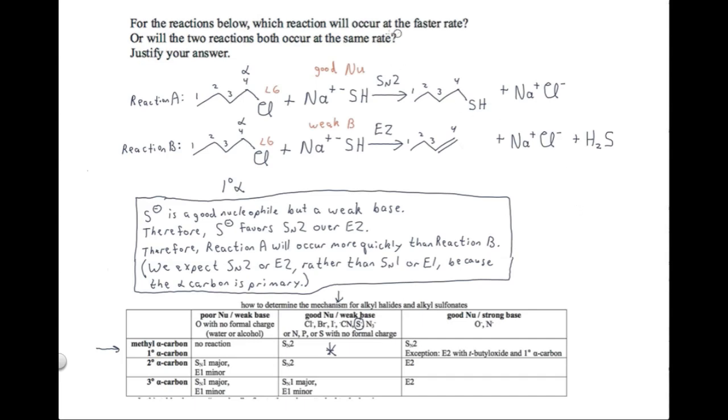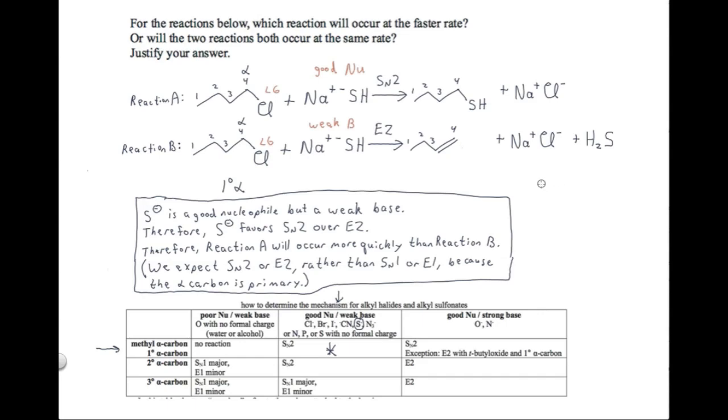Notice that this problem did not tell us what mechanism to consider. So how did we figure out the mechanism? Well, we partly figured out what mechanisms to consider by using the table, and we partly figured out what mechanisms to consider by looking at the products that were given to us. When they gave us this product, we could see that reaction A was a substitution reaction, not an elimination reaction. And when they gave us this product, we could see that reaction B was an elimination reaction, not a substitution reaction.